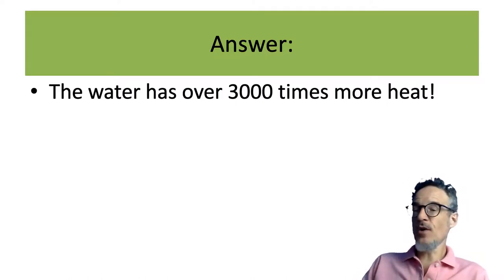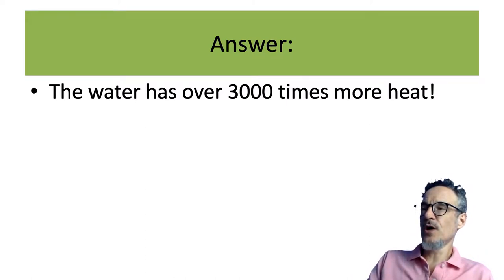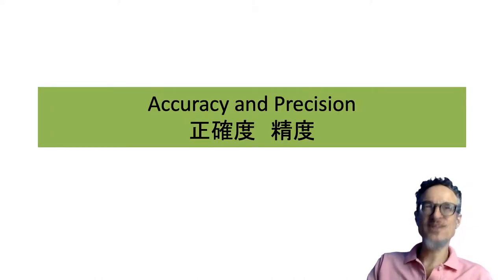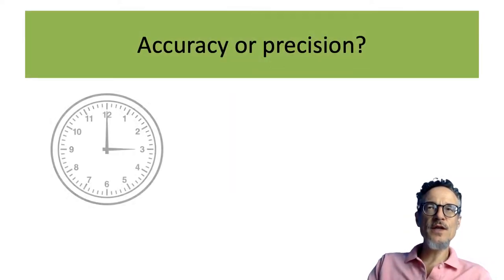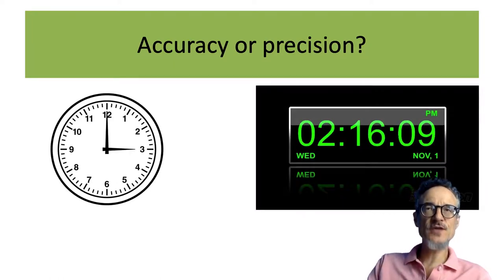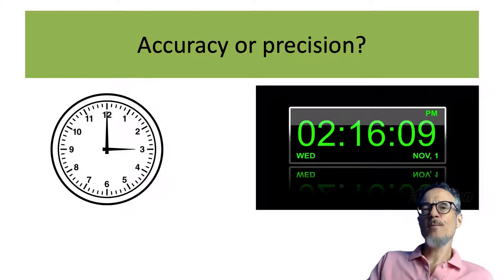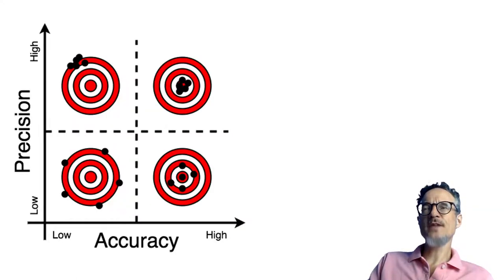So just to go on to a very important consideration: accuracy and precision. We need to make a distinction between these two things. People often think they're the same, and they look at something with lots of numbers and they trust it, and look at something that doesn't have many numbers and they don't trust it. However, they're not the same thing. And this is an example.